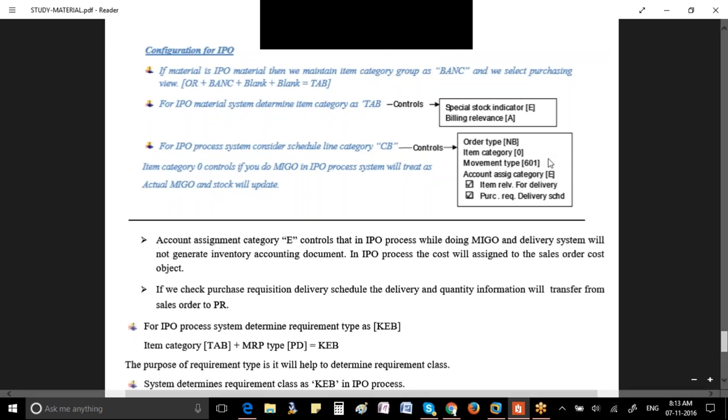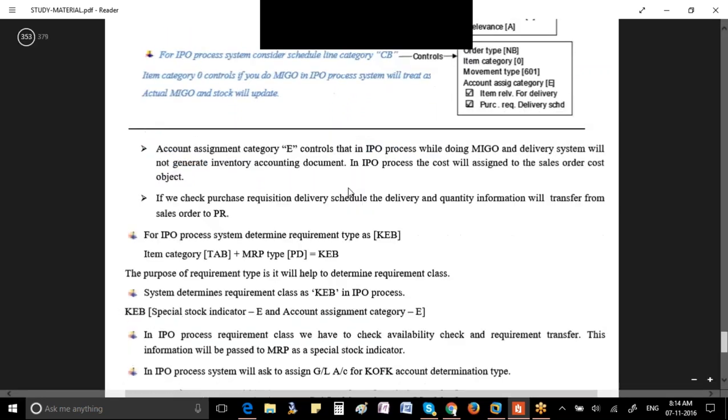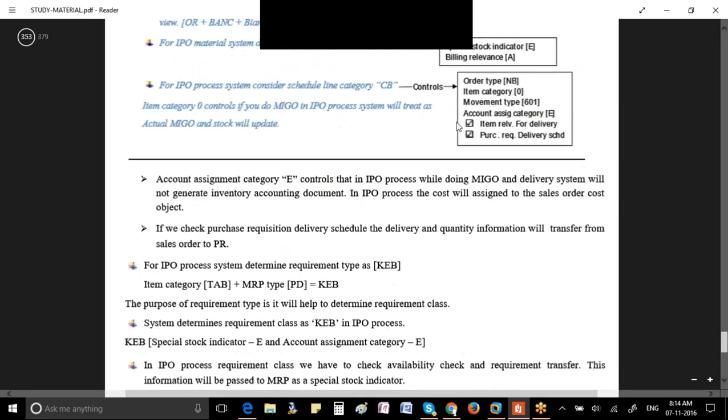Why? Because the company does the delivery, standard OTC. The company does the delivery to the customer. And we have item relevant for delivery and purchase requisition delivery scheduling. This field is only activated for the IPO process, as we discussed. So go back once and look into the schedule lines video so that you can get all these details back. Okay.